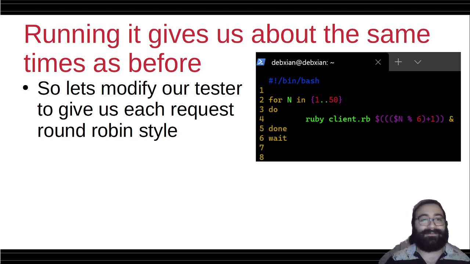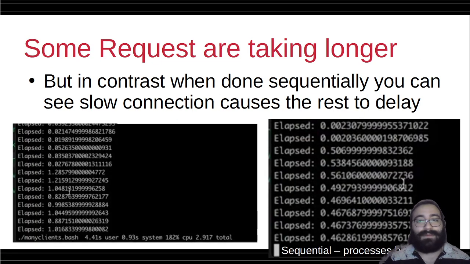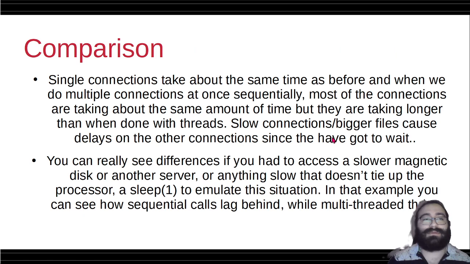So let's modify our old tester to give us each request in a round robin style. Some requests are taking longer, but in contrast, when done sequentially, you can see slow connections cause the rest to delay. Here on the right, we're seeing the single connections take about the same time as before, but when multiple connections are run sequentially, most connections are taking about the same time, but longer than when done with a thread. Slow connections and bigger files cause delays on the other connections since they have to wait.